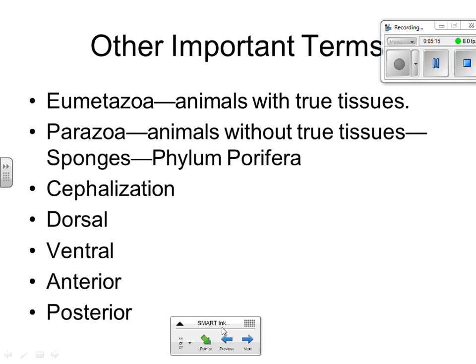Talk about dorsal. Where's the dorsal side of a four-legged animal? Back. The top, the actual back where the backbone is at. It's the top of a four-legged animal. Ventral's belly. Anterior is front, head side. Posterior is back or tail side. Do we have dorsal, ventral, and anterior, posterior? Normally, this would be ventral, dorsal, anterior, posterior.